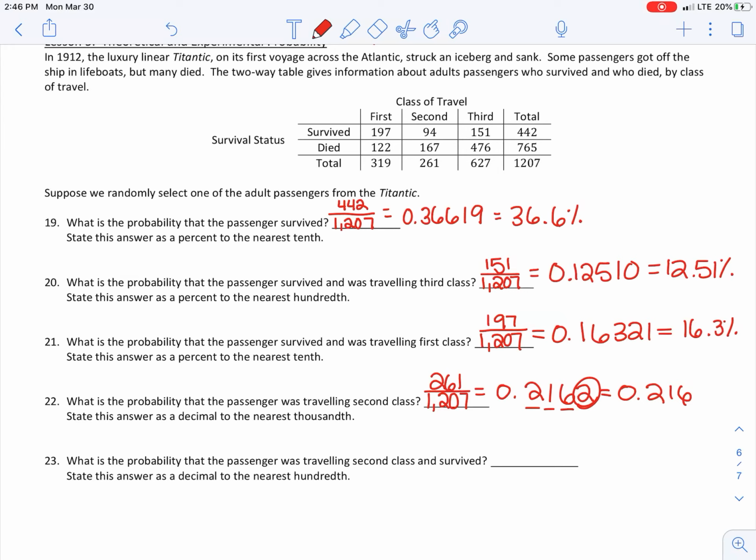All right, our last question here says, what is the probability that the passenger was traveling second class and survived? So we have our second class people, and we have people who survived. So we're following this over, we're following this down, and we get a total of 94 people whenever we meet, out of 1,207. Now this says state your answer as a decimal to the nearest hundredth.